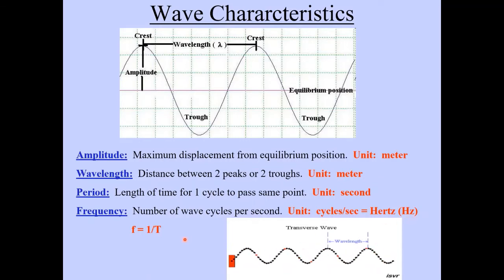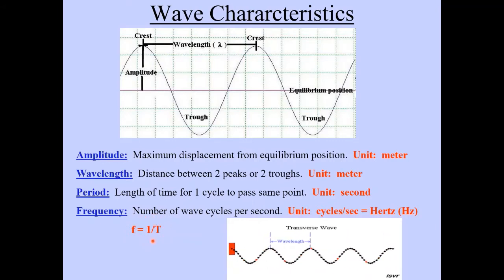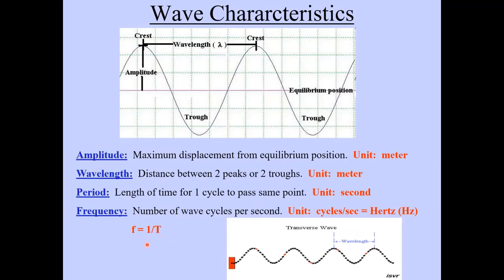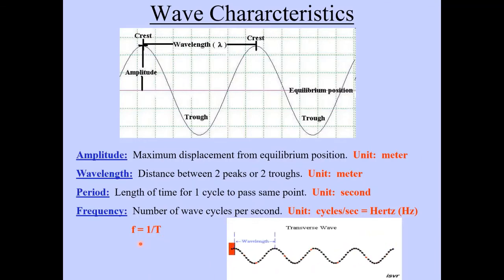And by the way, frequency and period, we saw this in the last chapter, have a reciprocal relationship. The frequency is equal to 1 over the period, T, and likewise, the period, T, is equal to 1 over f, 1 over the frequency.